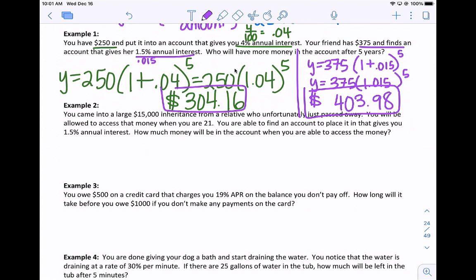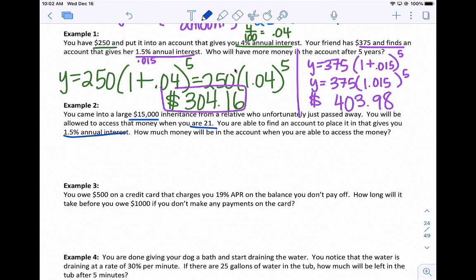Example 2, you came into a large $15,000 inheritance from a relative who unfortunately just passed away. You will be allowed to access that money when you're 21. All right, so I should underline the important information. You are able to find an account to place it in that gives you 1.5% annual interest. How much will the money be in the account when you are able to access the money?